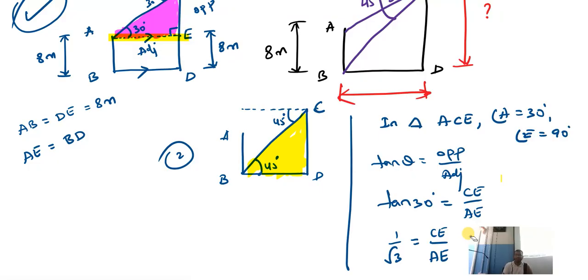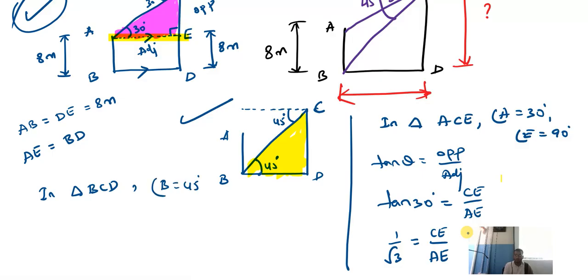What is my second figure? What is the name of my second diagram? In triangle BCD. This is my second figure now. Yes, sir. In triangle BCD, angle B is equal to 45 degrees. Am I right? Yes, sir. Angle D is equal to 90 degrees.